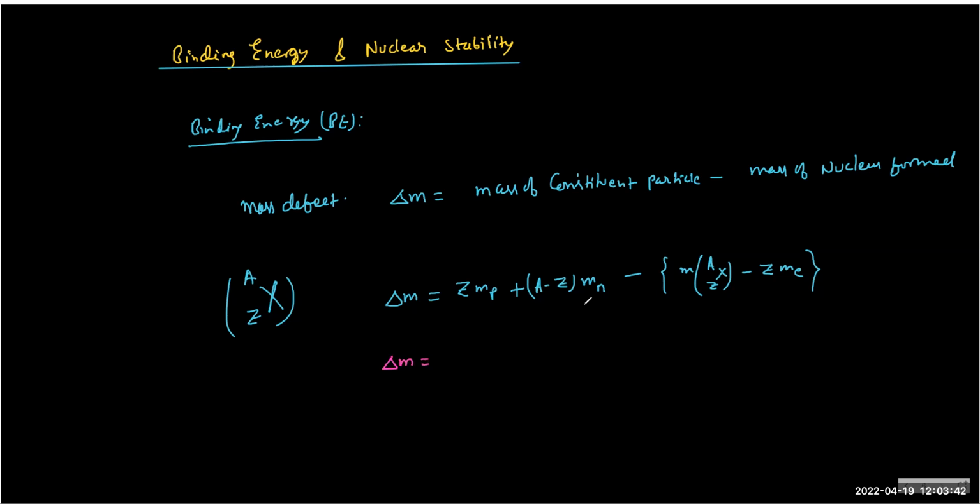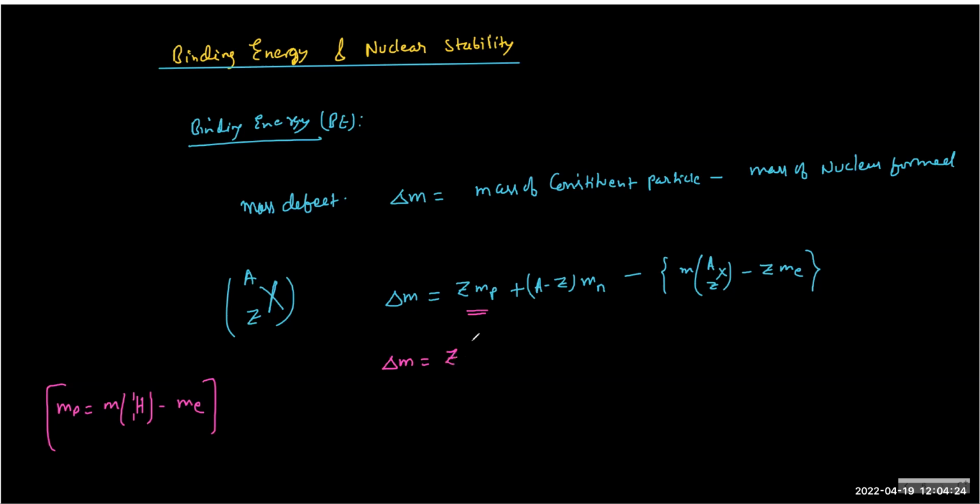Now, the way of writing this is a bit complex, so there is a simpler way. There is a convention that the proton mass we always write in terms of the mass of the hydrogen atom. That's the rule. You will never find the mass of a proton mentioned in the question. So the mass of the proton we can write as the mass of the hydrogen atom minus the mass of the electron, me. Is this clear?